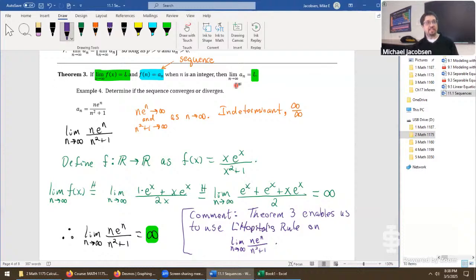Okay, well, this is sequences at the moment. 11.1 goes pretty nice. We're just reviewing calculus 1 limits in a certain sense. But have a great night, folks. We'll finish this off next class and move into section 11.2 as well.